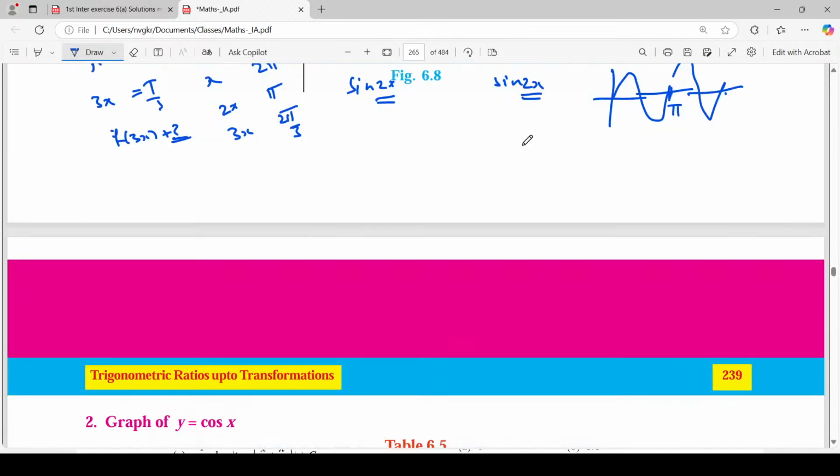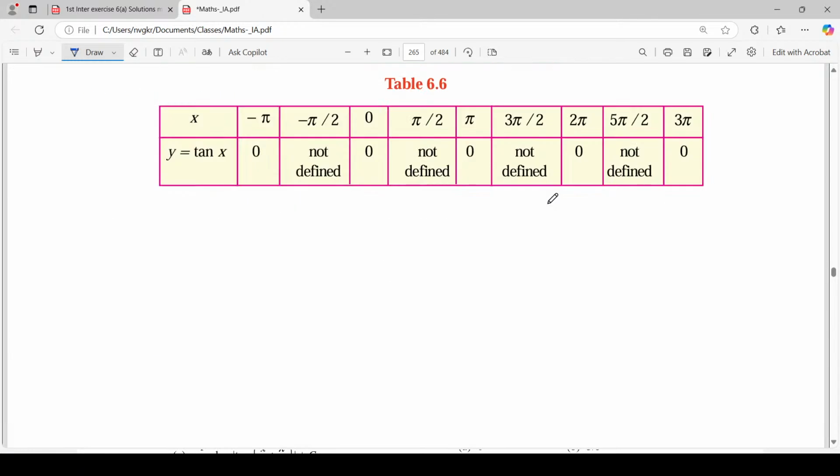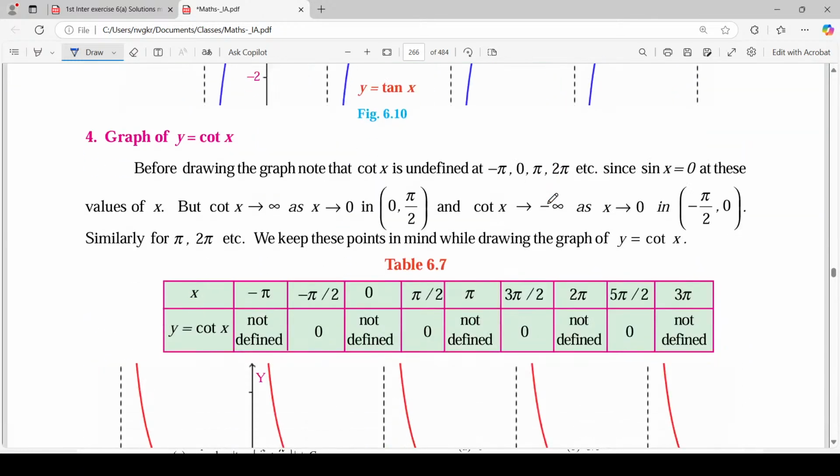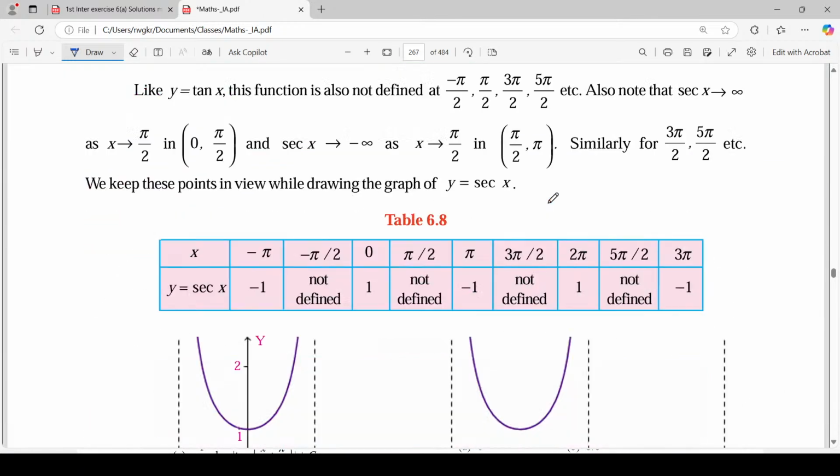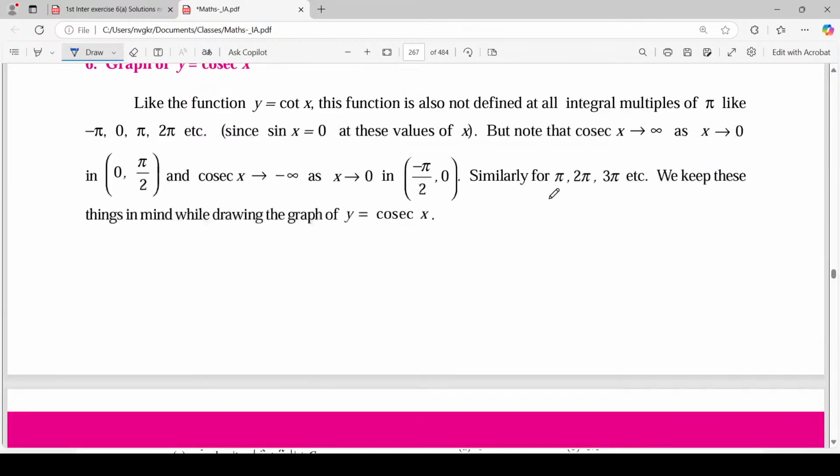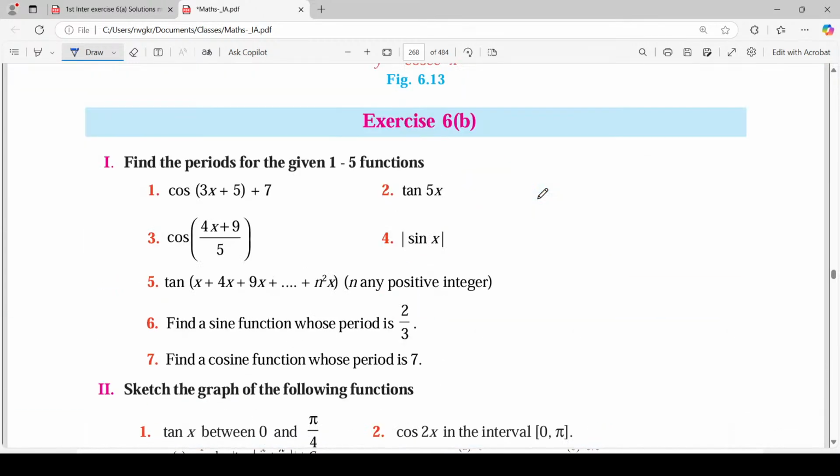Now, you know all trigonometric functions are periodic. When there is a little bit of transformation, you should be a little careful in looking at the coefficient of x, so that you can decide what exactly is the period of that function.